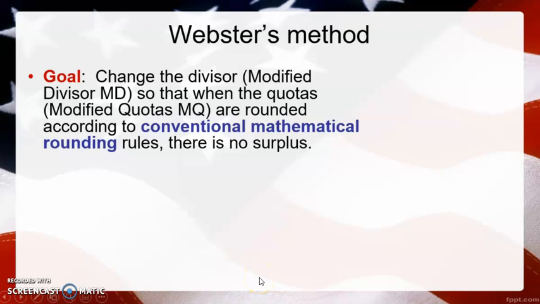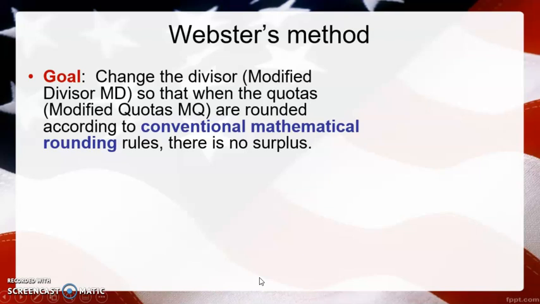Thus far, we have talked about two of our modified divisor apportionment methods. In this video, we're going to look at Webster's method, or we're going to start with Webster's method. In Webster's method, it is very similar to both Jefferson and Adams' method, except that Jefferson awarded the lower quota always, Adams awarded the upper quota always, and Webster's method is actually going to use conventional mathematical rounding to decide whether to round up or down.